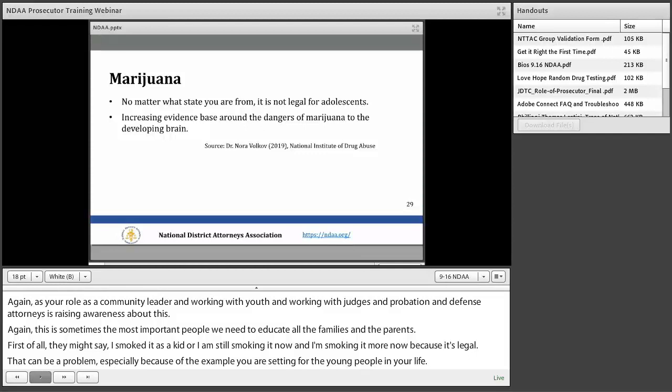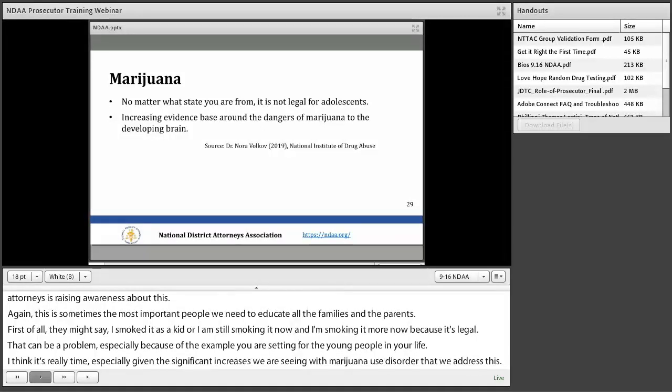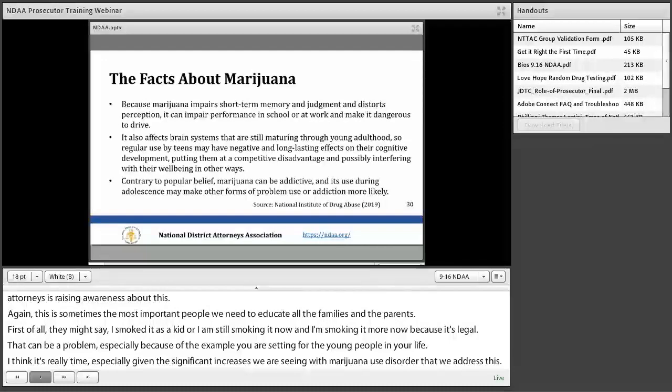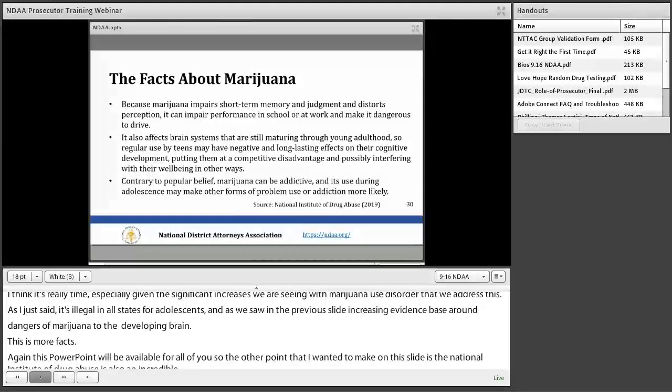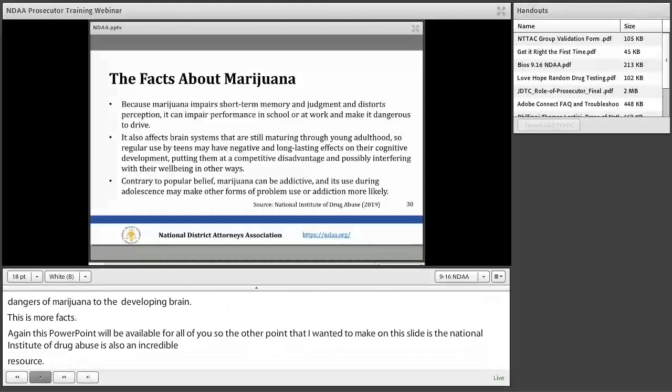As I just said, it's illegal in all of the states for adolescents. And as we saw in the previous slide, there is increasing evidence around the dangers of marijuana to the developing brain. This is more facts, and again, this PowerPoint will be available for all of you. The other point I wanted to make on this slide is that the National Institute on Drug Abuse is also an incredible resource. You can go to that website, and they have an incredible amount of information, a lot of it specifically relating to youth and adolescents.